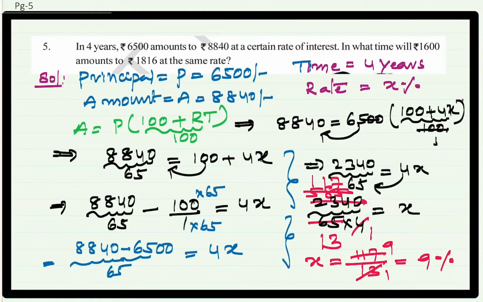What is the rate of interest here? R is equal to 9%. This 9% we have to use in the next problem to find the time. So next I am going to read: in what time will rupees 1600 amount to 1816 at the same interest? Here same rate of interest means 9%. Principal is 1600 and the amount is 1816. Rate of interest is 9%. Time you have to take as X. Okay.